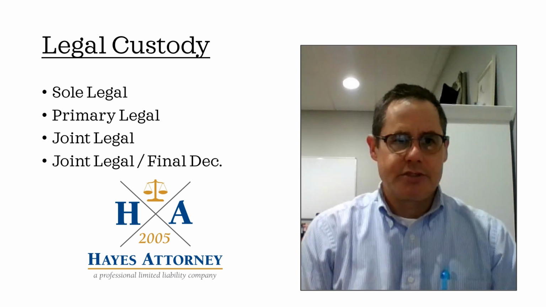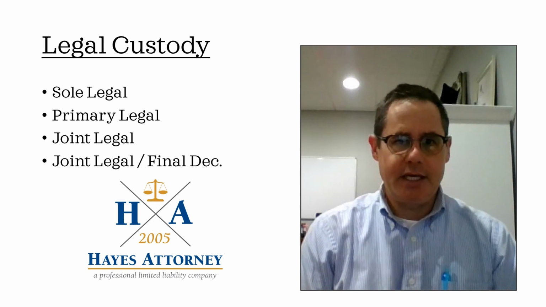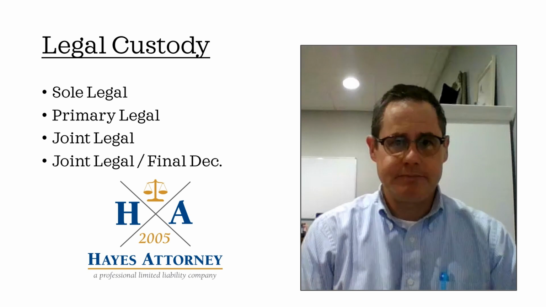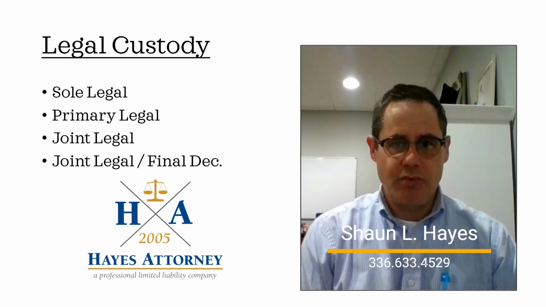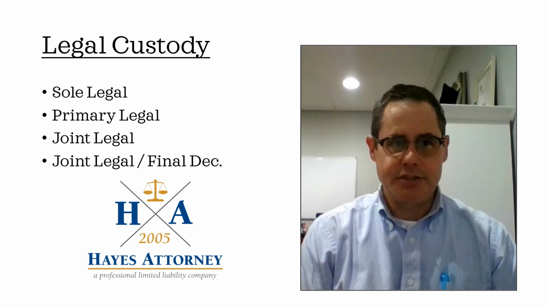Sole legal custody clearly would indicate that one parent or one party to the case or by agreement has the only controlling authority with respect to making decisions as it relates to a minor child or children. Primary legal custody indicates that one party has the primary ability to make those legal decisions.